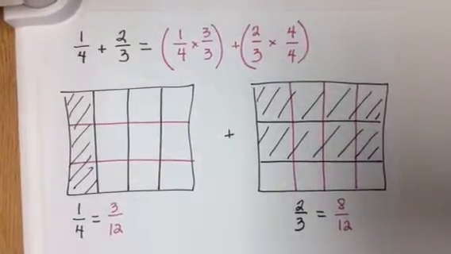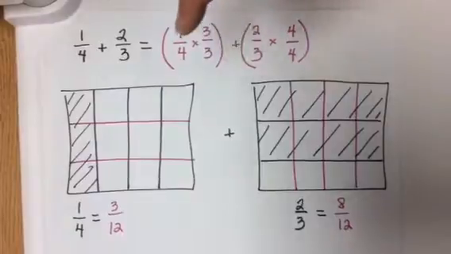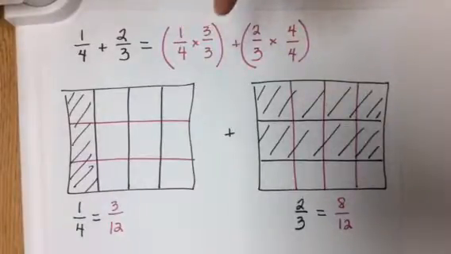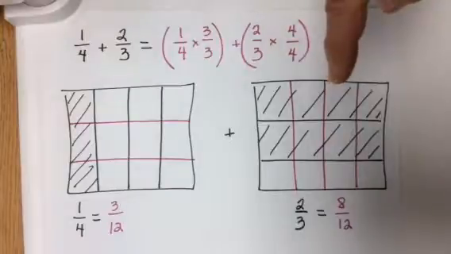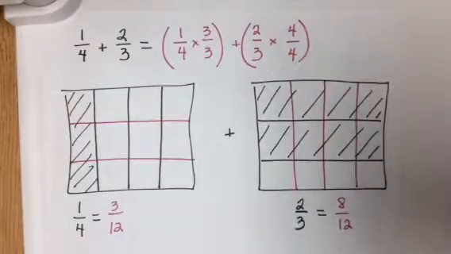You might remember doing this before, saying that 1/4 times 3/3 and 2/3 times 4/4 would help you find a common denominator. This is a visual representation for students to see a little better.